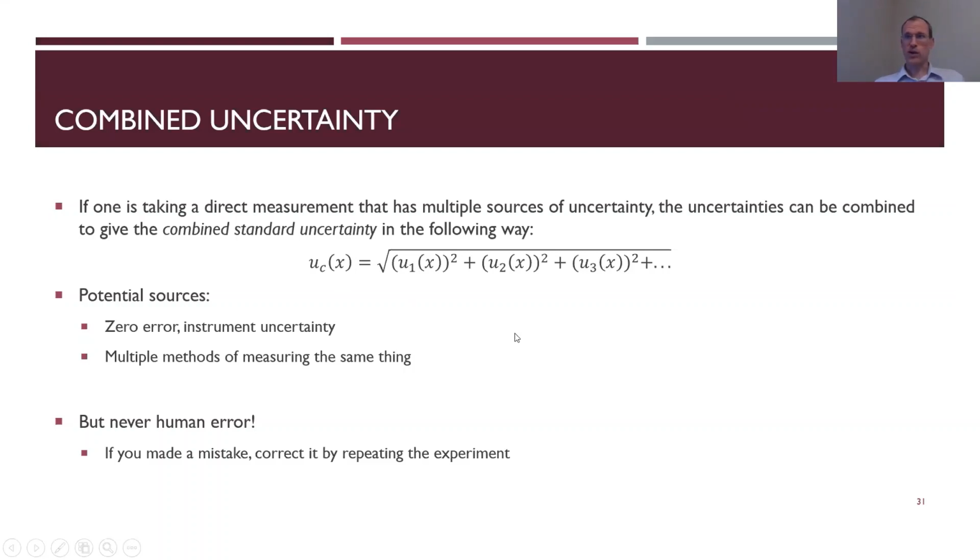There are a lot of sources of uncertainty. You have zero errors, since your instrument is not necessarily calibrated exactly to zero. You have instrument uncertainty, since the instrument itself can only measure to some precision. You have multiple measurements of the same thing; we'll see an example of that in class. One thing that does not go into this uncertainty is human error. If you make a mistake, don't just say, oh, I made a mistake and it's worth this many meters. If you made a mistake, go back, fix it, and do the lab properly. That is never a source of error that you should state.